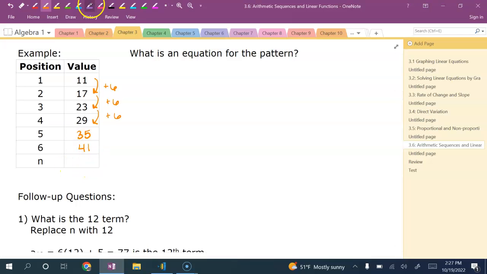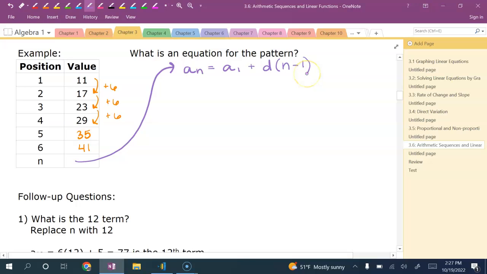Now, to write the equation, I'm going to pull this up here. To write the equation for the nth term, remember you start with the first term, so A1, plus your difference, times n minus 1. So plugging in these numbers, the first term in my sequence, that goes in for A1, is 11, plus my difference, which is what I'm increasing by each time, is 6, and then times n minus 1. Now to simplify this, we're going to distribute the 6. So we have 11 plus 6n minus 6.